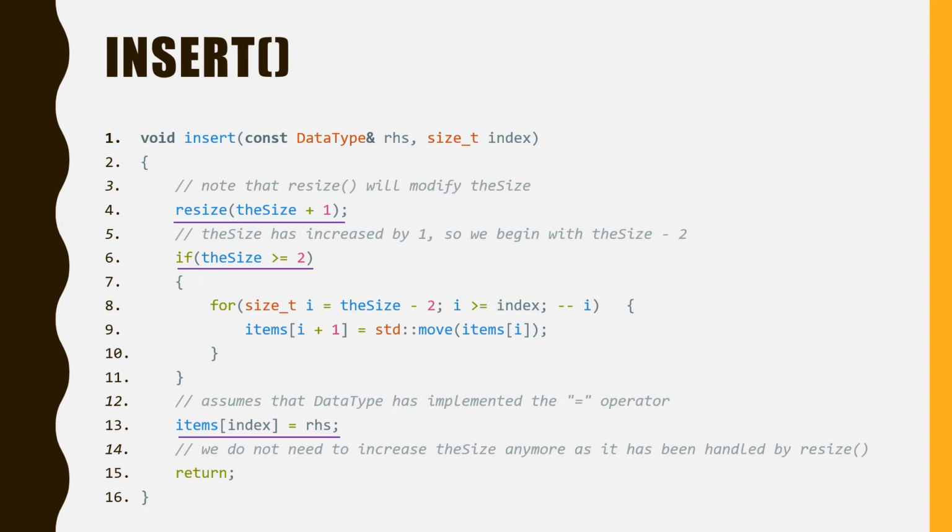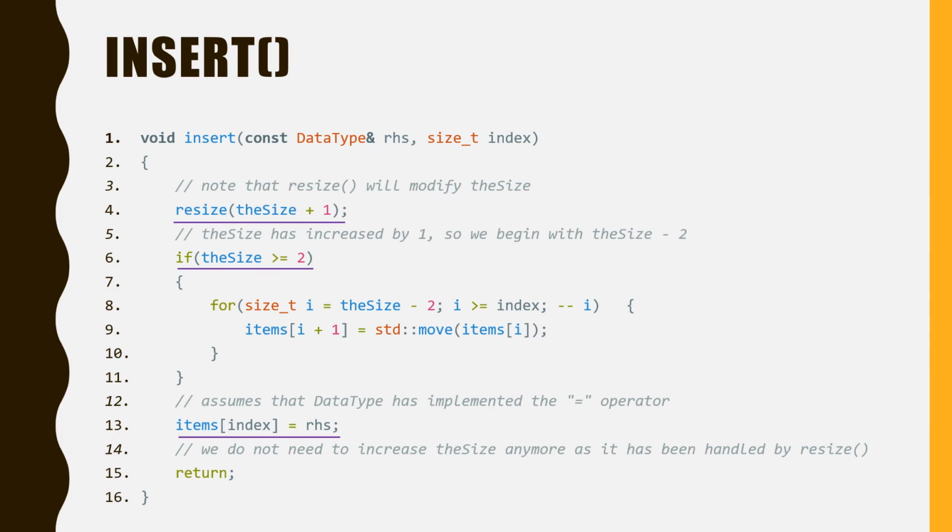The second parameter, index, is the location of the array where we want to insert the new data element. In line 4, we will increase the size of the array and make sure it is ready to hold the new data element. Then, in line 6, we check whether we need to move any data element. Note that the size of the array has been increased by 1 after calling the resize function at line 4. Therefore, the new size will need to be at least 2 if the old array contains at least one element.